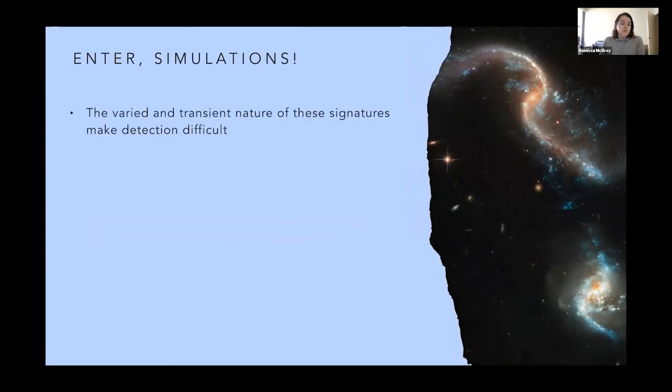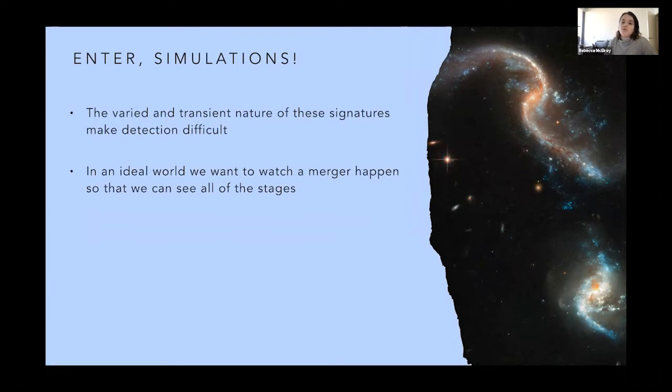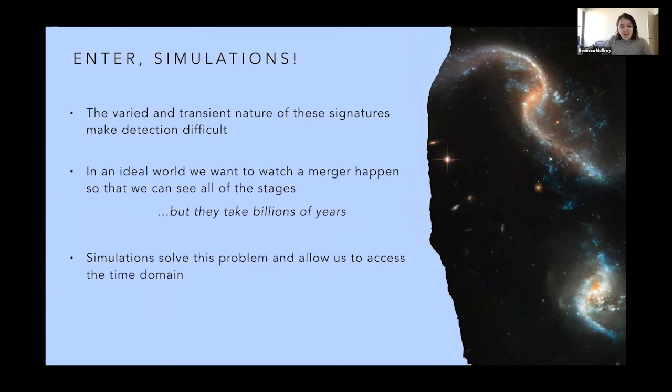So the varied and transient nature of these signatures make detecting it often difficult. And in an ideal world, what we would want is to just watch a merger happen so we could see all of the stages and figure out what's going on. Unfortunately, they take billions of years and we don't have that kind of time on our postdoc contracts. So simulations allow us to solve this problem and access the time domain.